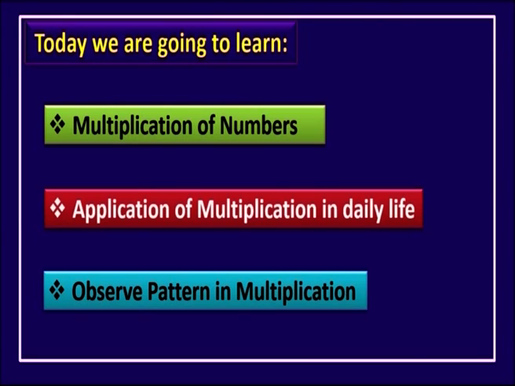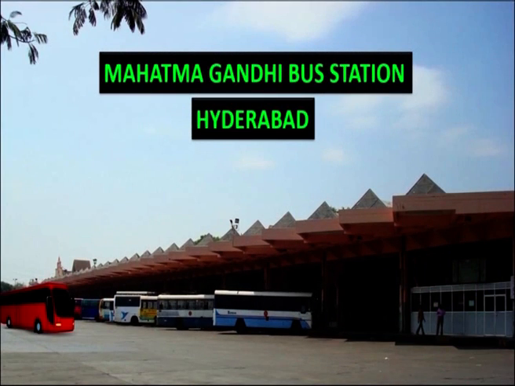Okay children, so let us start with our first concept, that is multiplication of numbers. Take a look at the image shown on your screen. This is Mahatma Gandhi bus station, which is situated in Hyderabad. Here you can see there are a lot of buses going to different parts of our state, not only our state, different states also children.